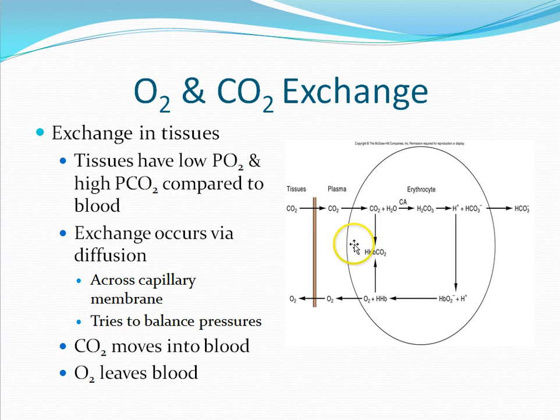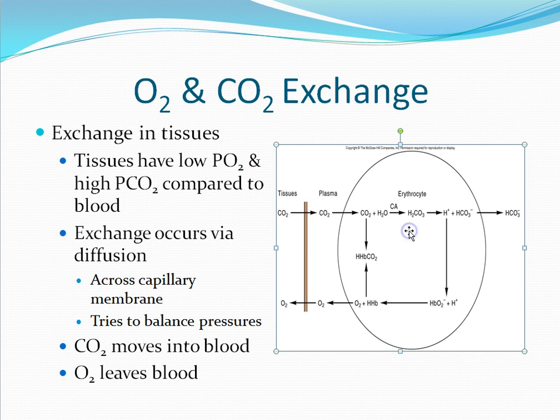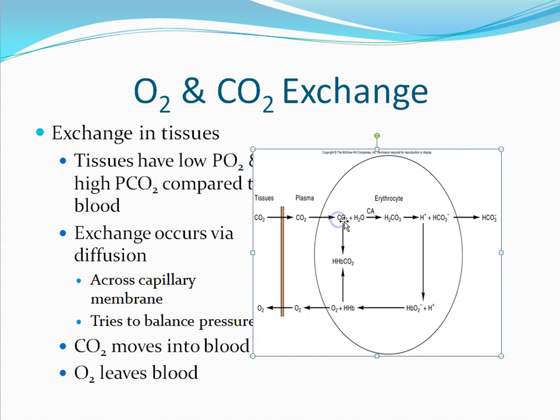So we see here the carbon dioxide will enter into the red blood cell where it very quickly combines with water to form carbonic acid. And this will dissociate into the bicarbonate ion, and this is the way the majority of it will be transferred.